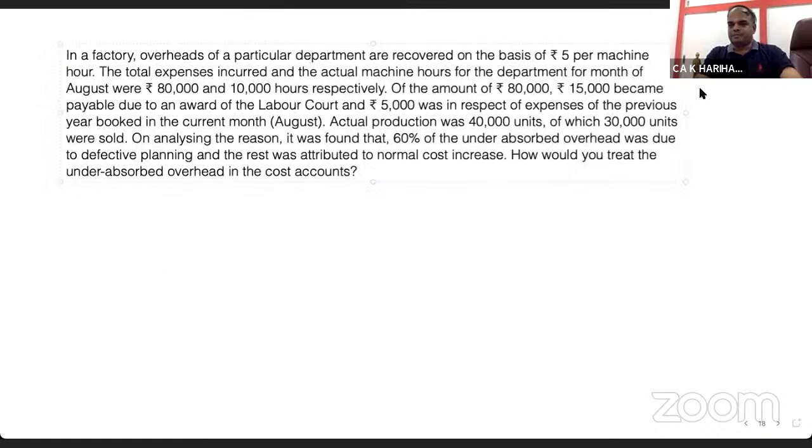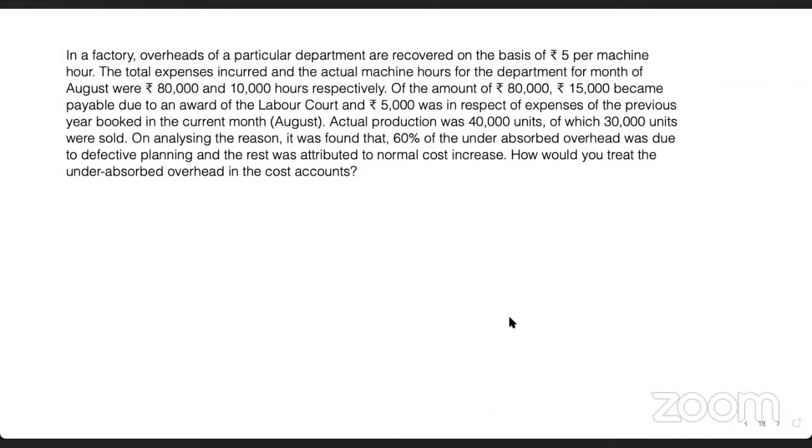Similar to the previous question only. Take this question as a homework question. Try difference in absorption. The answer part also I will write so that you can verify. Supplementary overhead rate: rupees 10 paise per unit. Okay? So that you can be familiar with this type of problem.